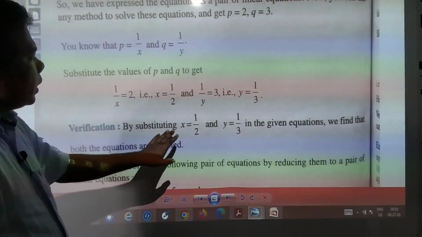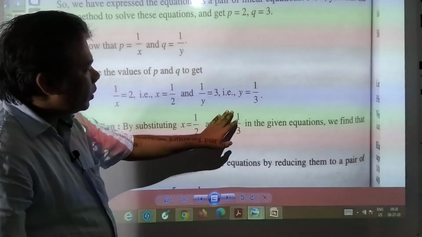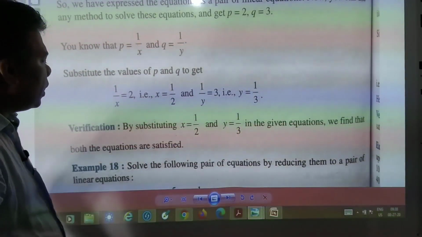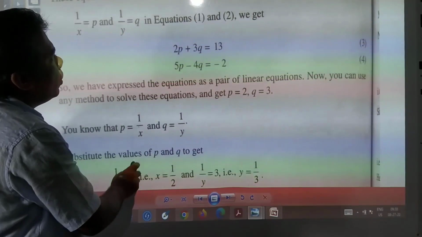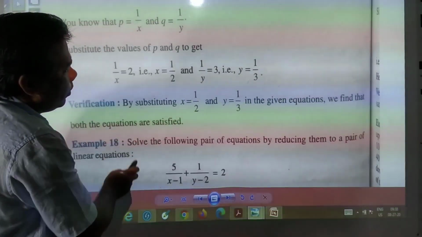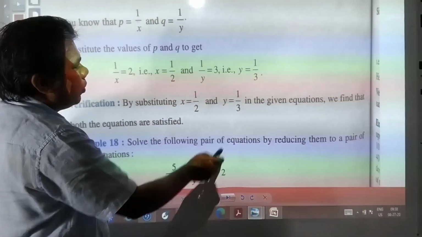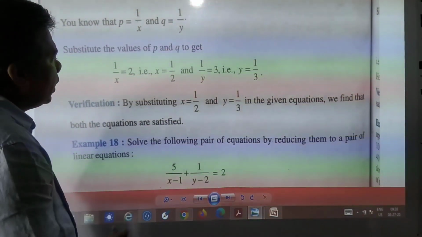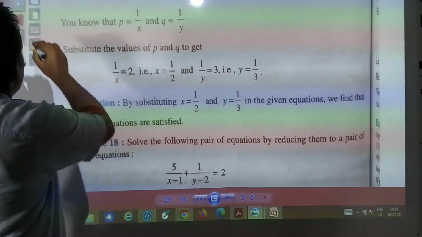By substituting x is equal to 1 by 2 and y is equal to 1 by 3 in the given equations, we find that both the equations are satisfied. So the answer you have got is x is equal to 1 by 2, y is equal to 1 by 3, which can be put in the equations to check whether they are satisfied or not.